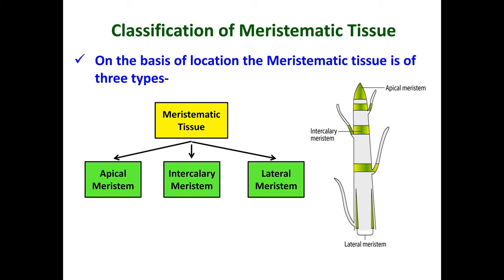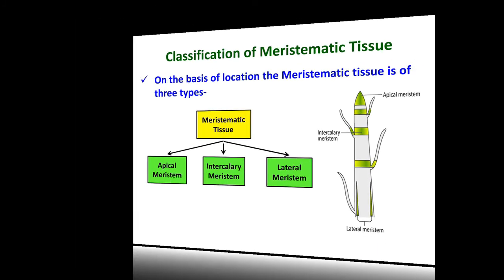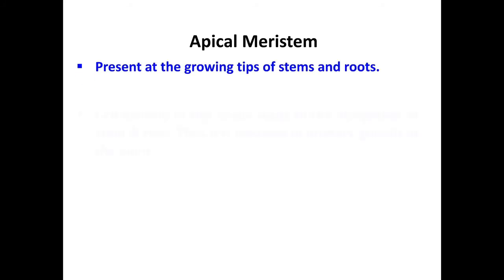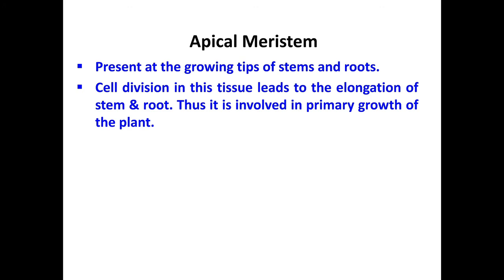Now students, let's understand the apical, intercalary and lateral meristem in detail. So let's start with the apical meristem. Students, apical meristem is a type of meristematic tissue which is present at the growing tips of the stems and the roots. As these tissues show cell division, this leads to elongation of stem and roots and thus is involved in the primary growth of the plant.